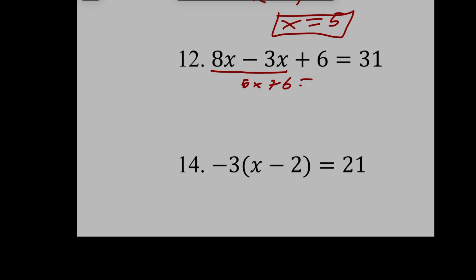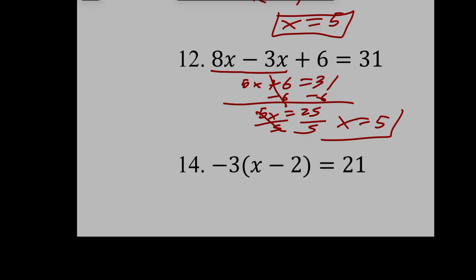5x plus 6 equals 31. So now I'm going to subtract 6 to both sides because that'll get rid of my number. And now I'm left with letter equals number. Once I get that, now I can do my division and I get my x equals 5.